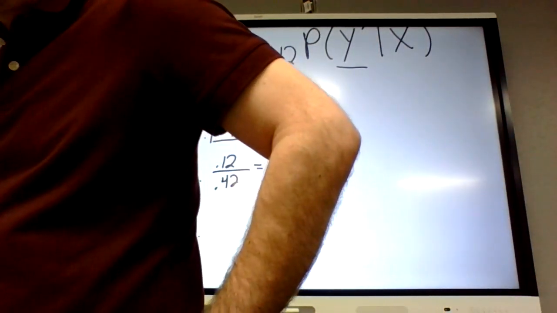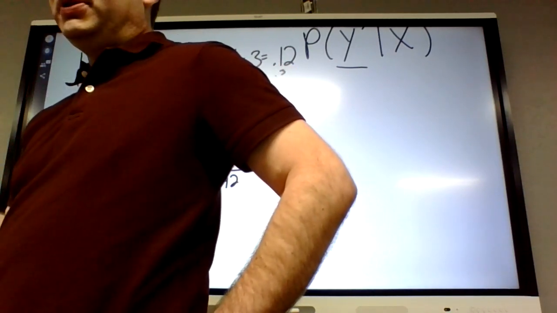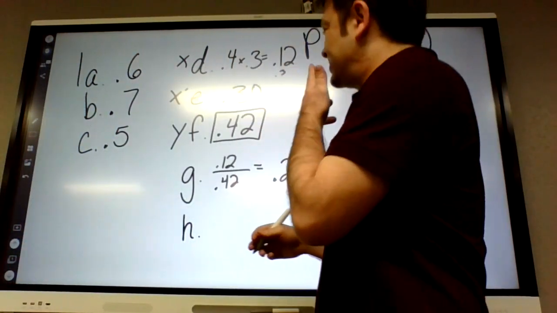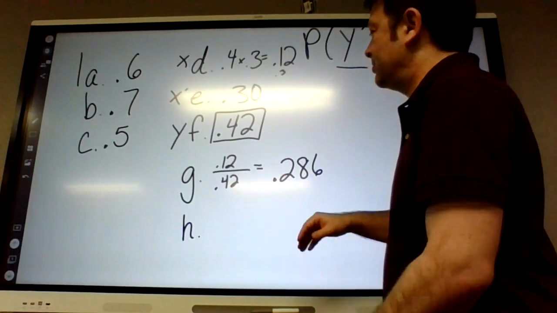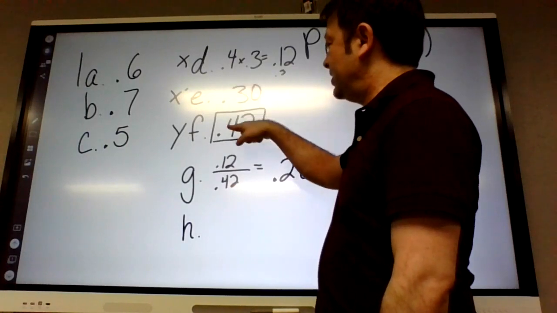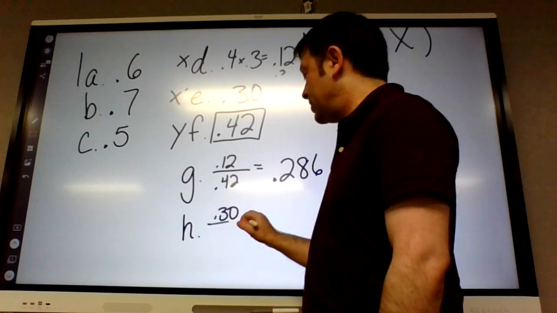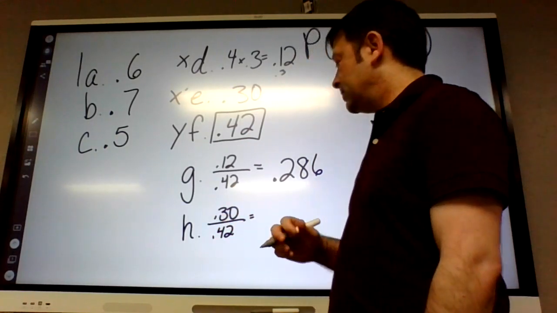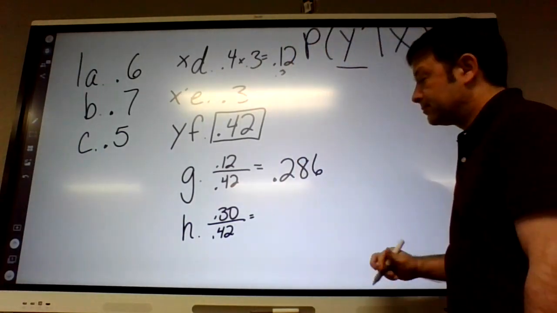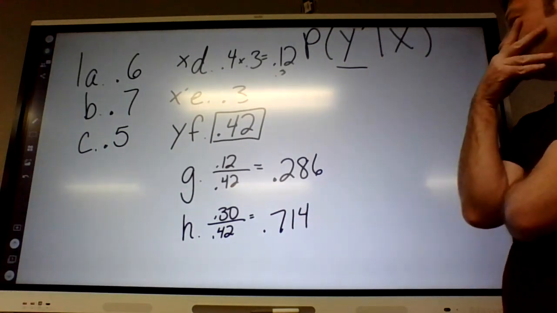Okay. What's the probability? So this is kind of the same question, but from the other angle. What's the probability that X prime happened given that we got the Y outcome? So the X prime contributed 30 out of the 42. So we would have to do 30 out of 42, or 0.3 out of 42, I guess. 0.714.